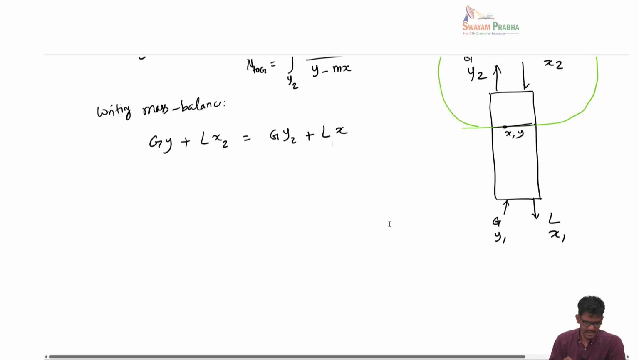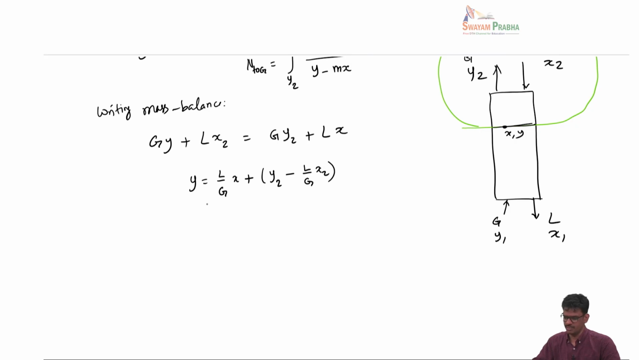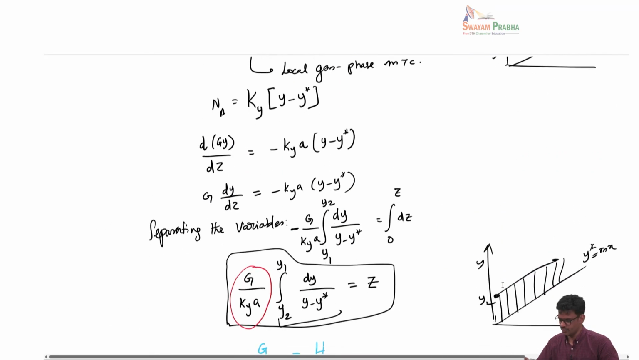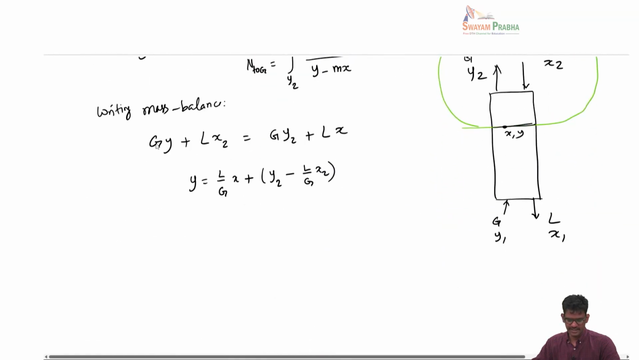And then from here you can write that y is equal to L by G x plus y2 minus L by G x2. Okay, so this is the operating line that I was showing here before. The operating line I was talking about here, right? This line, that's basically that line. It depends on the ratios of L by G, the ratios of the flow rates. So from here you can also find the value of x. You have to just invert it. I'll just give the equation directly. You can find this out.